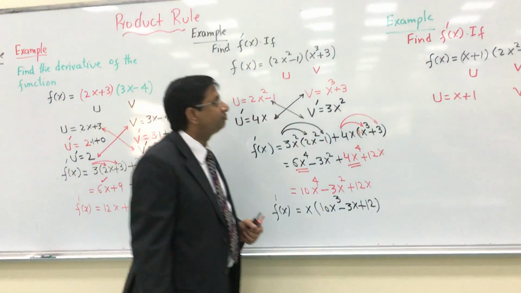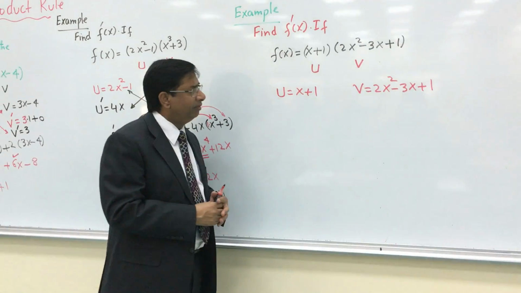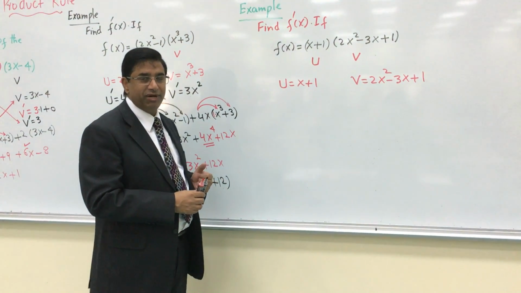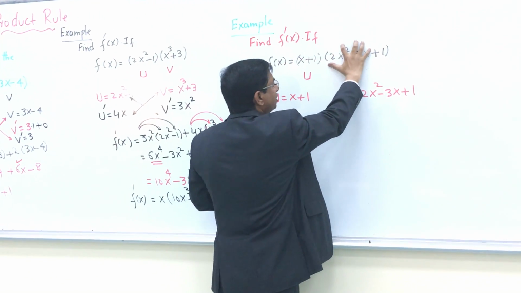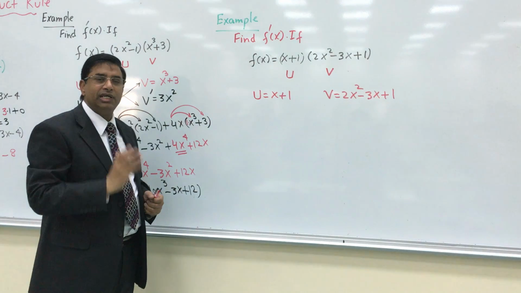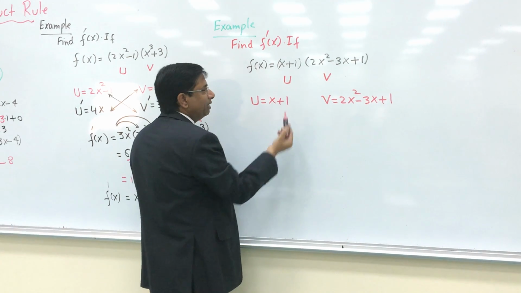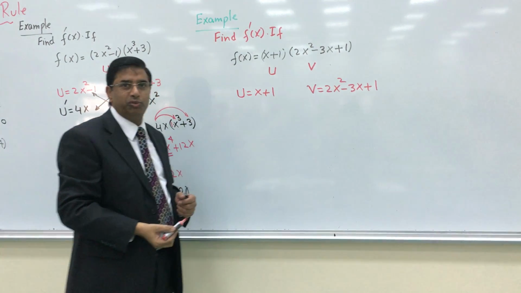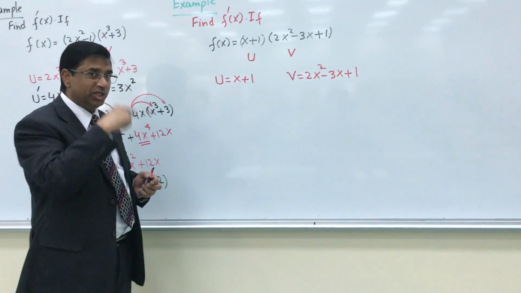One more example. This example is a bit difficult, a little higher level as compared to previous examples. Here we have a function f of x, which is a product of two functions. Of course, both these functions are differentiable. The first technique I told you is to write down these functions separately. I write the first function u as x plus 1, and v as 2x squared minus 3x plus 1. Now we shall differentiate separately and cross multiply.